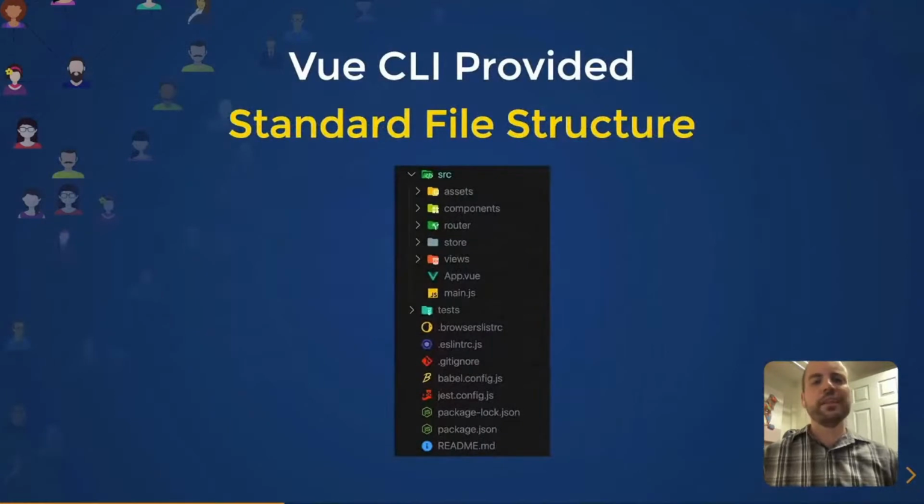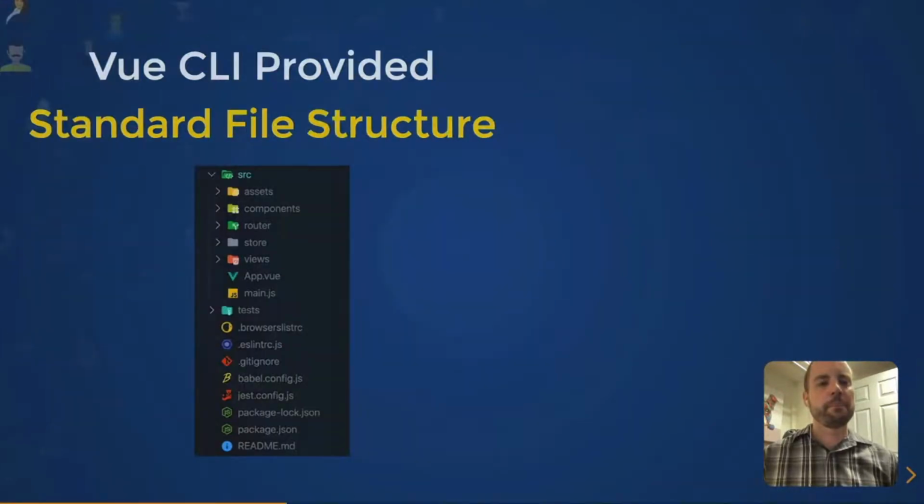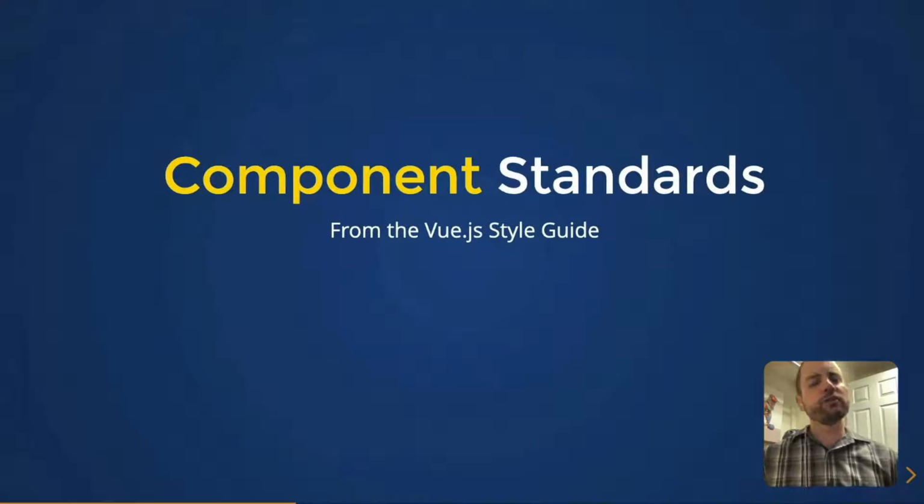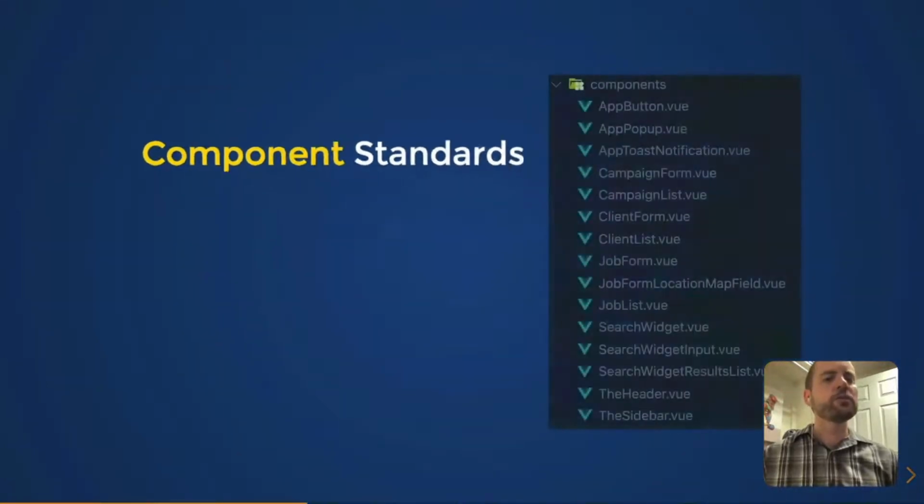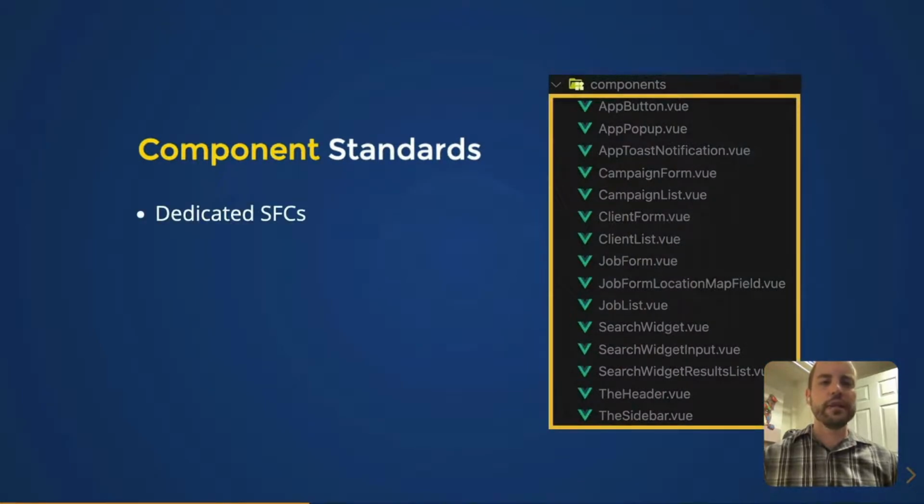Alright, that next standard is the structure provided by the Vue CLI, and I really don't have a whole lot to say about this other than it's something we're all familiar with, so let's not mess with it unless we have a really good reason to. Alright, if we drill down now into the components directory, and if we look in the Vue.js Style Guide, you'll see that we have some component standards described for us in the Style Guide that will really go a long way to making our code more predictable. So let's take a look at a few of those standards today.